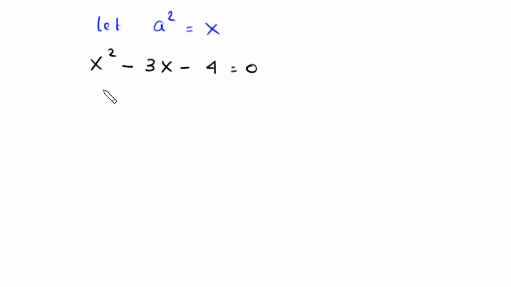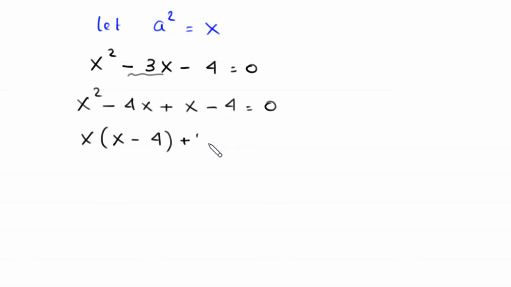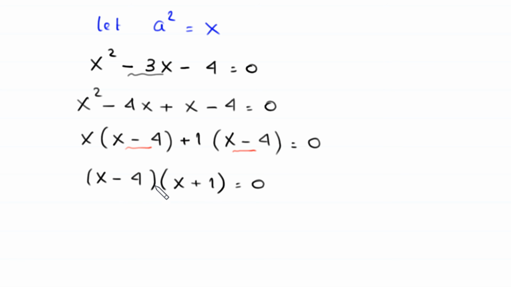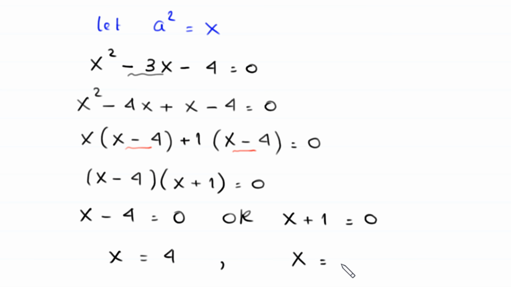Now this is a quadratic equation and is factorable. We write this x squared, break this negative 3x into two terms, negative 4x plus x minus 4 equal to 0. From these two terms we can factor out x, in bracket x minus 4, and from these two terms we can factor out plus 1, in bracket x minus 4 equal to 0. Now this x minus 4 is a common factor, so we factor out x minus 4, and in bracket x plus 1 equal to 0. From here x minus 4 equal to 0, or x plus 1 equal to 0. From this equation we get x equal to 4, and from this equation we get x equal to negative 1.